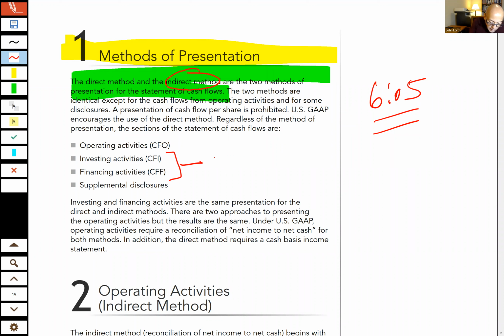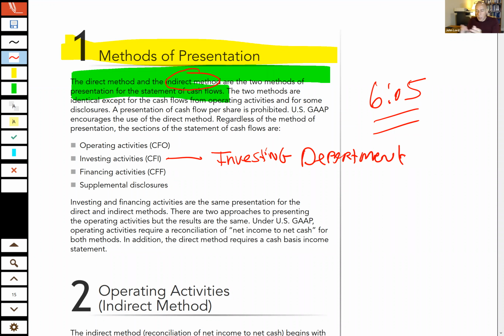But let's first take a look at investing activities and financing activities. I want you to think of your investing activities as an investing department. Let's say you're running a corporation and you have a department called your investing department. What would you ask them to do? Buy equipment, machinery. Make investments, right? Invest in machinery, equipment, maybe invest in stocks and bonds of other companies, right?